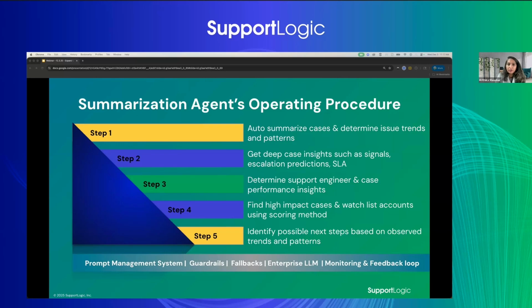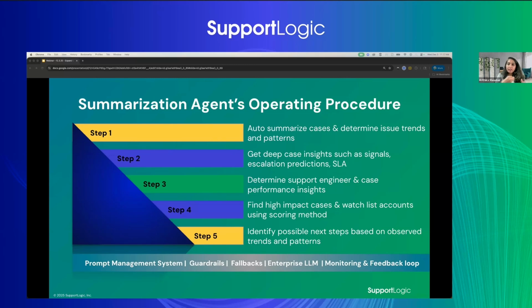Okay, now let's look at the third agent, which is our summarization agent. Now, this again is really powered by the data and the context engine that's underneath. Now, when we look at the data, we have a lot of data coming in through, let's say, the multiple enterprise integrations through, be it text data, be it voice data. Now, all of this once in the system, we detect a lot of insights such as signals, such as escalation, such as case performance, agent insights, and so on. Now, the summarization agent leverages all of this context. Not just that, it starts off by auto-summarizing every case that comes in.